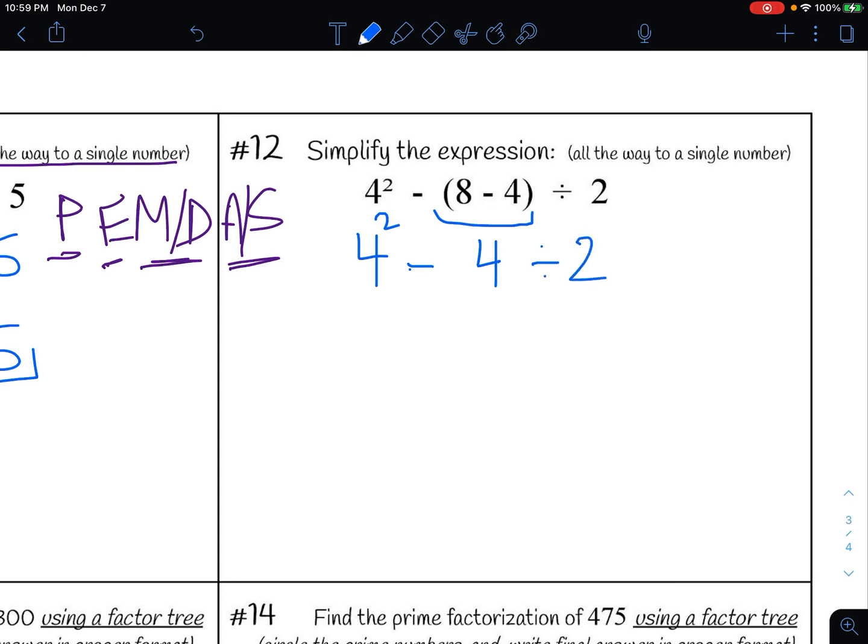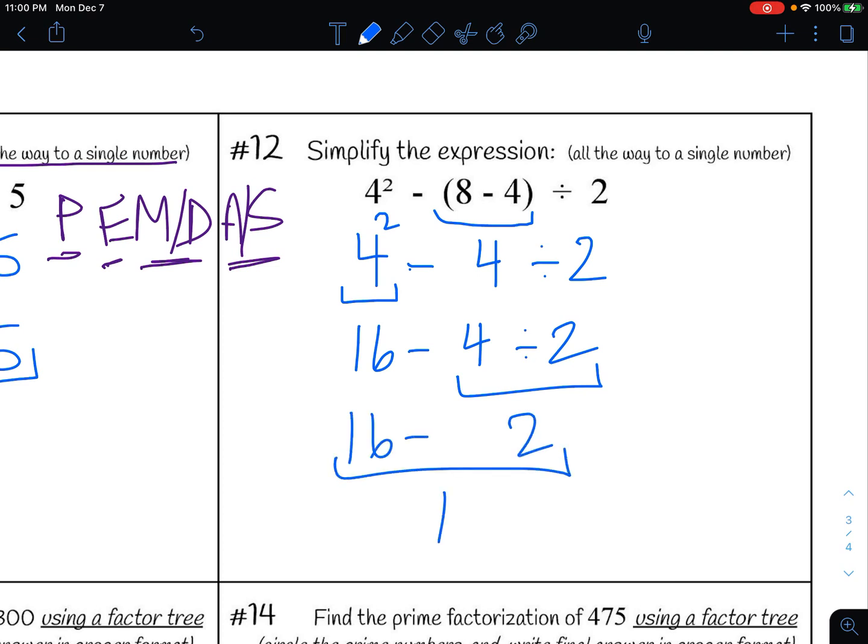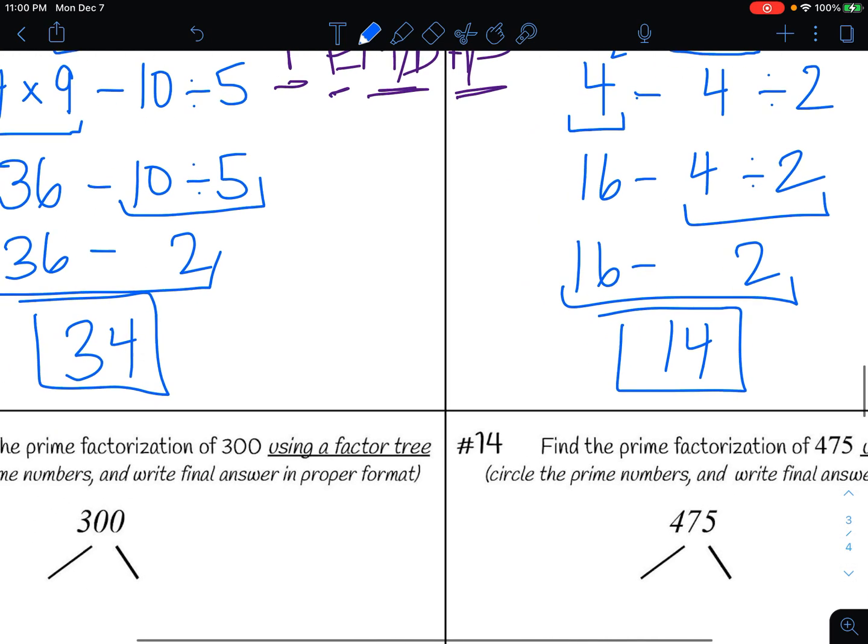Bring down the 4 squared, or 4 to the second power, bring down the division symbol, and bring down the 2. Next, after parentheses, we do exponents, and we do have an exponent right there, so we're going to do 4 squared, which is 4 times 4. It's not 8, it's 16. Bring down the minus, bring down the 4, bring down the division symbol, bring down 2. Next we do M or D, multiplication division. We do have that. 4 divided by 2 is just 2. Bring down everything else. And then now we have 16 minus 2, which is just 14. That's it. Let's go down to number 13.